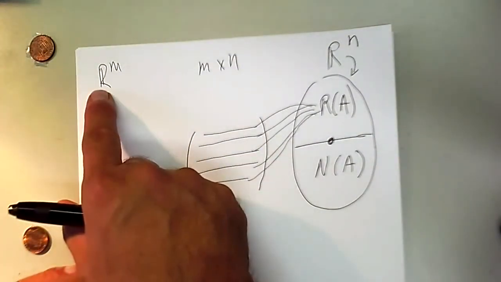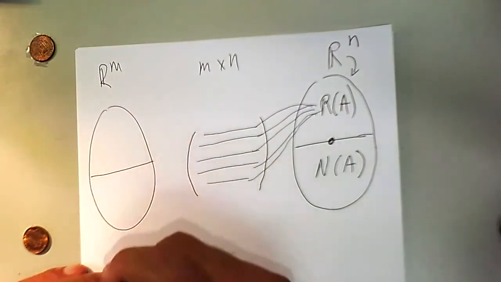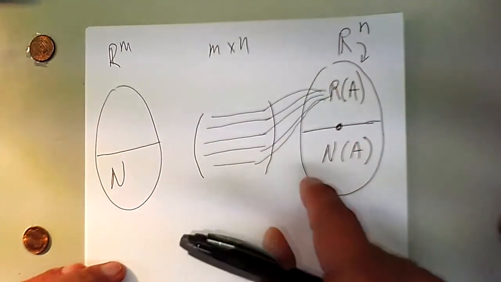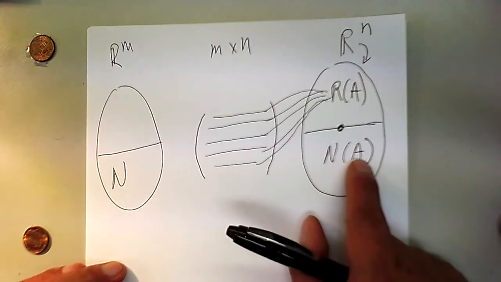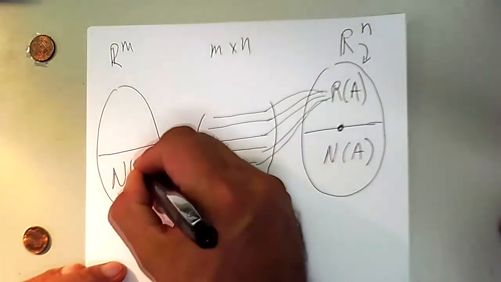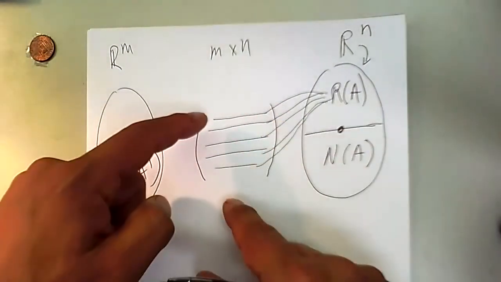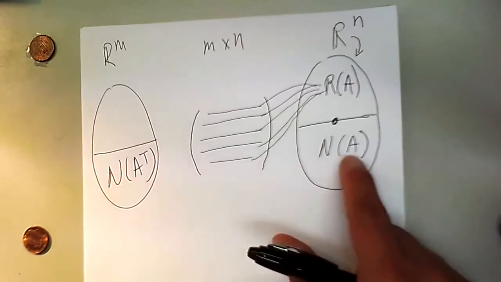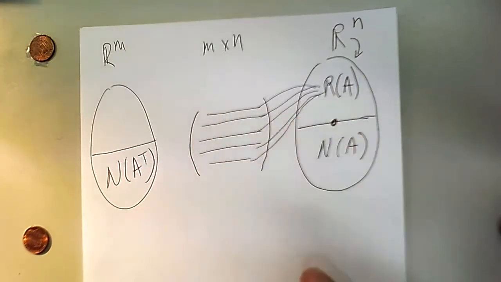How about Rm? Well, Rm is going to be split into two. One of them is going to be a null space, but not this null space, because those are different vectors. The row vectors are not necessarily the same dimension as the column vectors. So we cannot have NA anymore, but we will have NA transpose. So the null space of the transpose matrix is going to be one part. And by the way, this doesn't have to be non-zero. Let me come back to that in a moment.